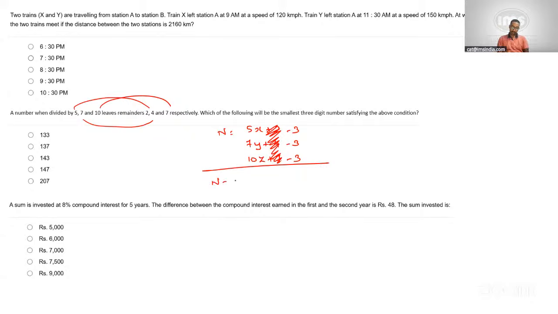Now the same n can be written using the LCM of 5, 7 and 10, which if you notice is 70. So 70 times k minus 3. K equal to 1 gives 70 minus 3, 67. K equal to 2 gives 140 minus 3, 137. The smallest three-digit number will be 137. Took me a little extra time, but okay.